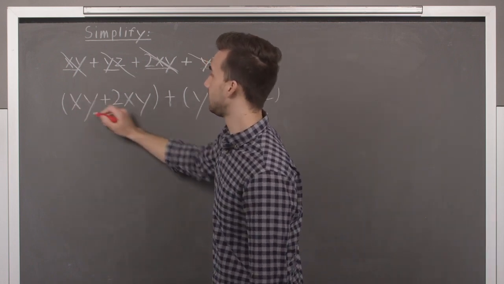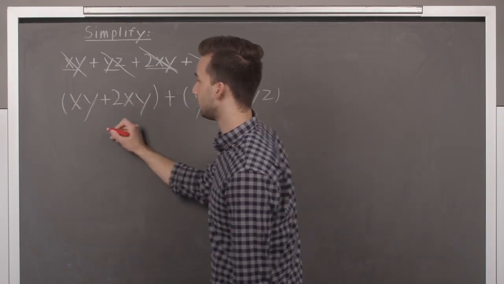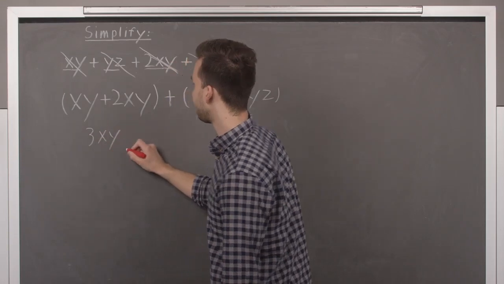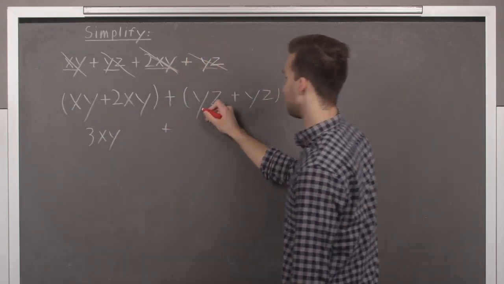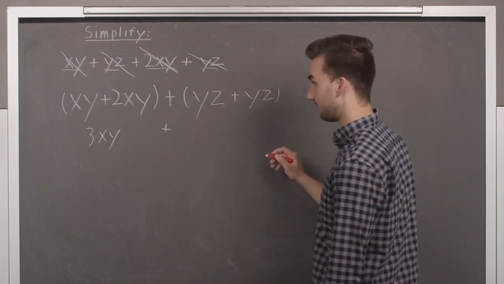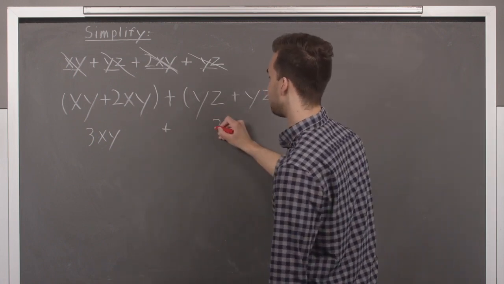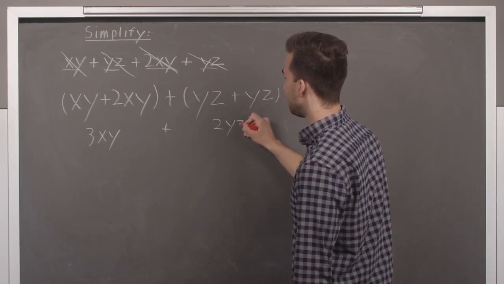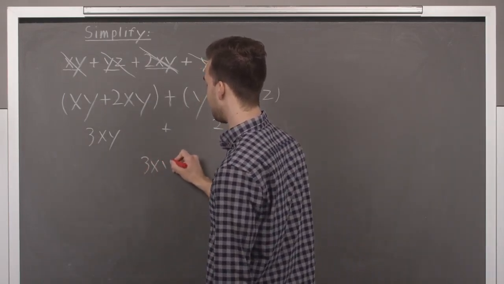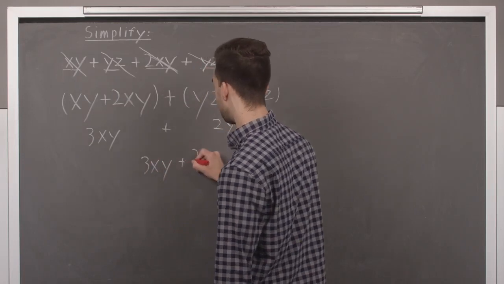So 1 of these plus 2 of these gives us 3 of them, so 3xy. And then over here, we have 1yz plus another yz, and that'll give us 2yz's. So I'm just going to rewrite this down here closer together, and that is our solution.